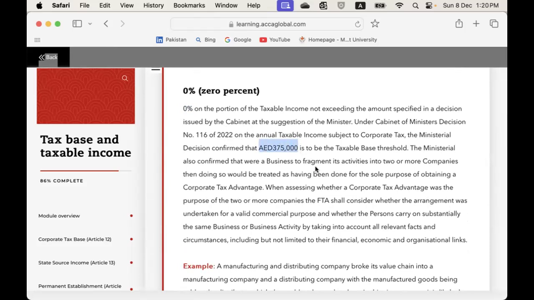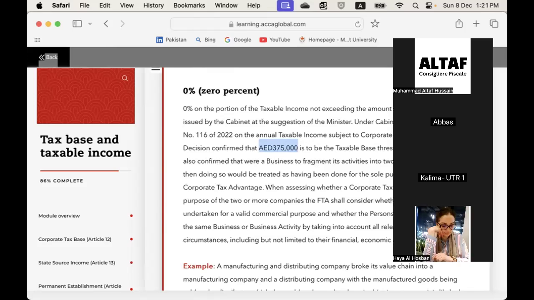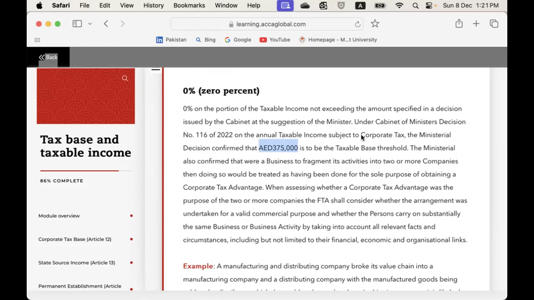Farjad, when we talk to clients here in UAE, so many tax practitioners say that your first 375,000 dirhams are exempt. That's what we say, right? Usually, quite a few people. Is Farjad there or left the call? I think Farjad is there. Anyways, the point is, it is not exempt, it is zero rated.